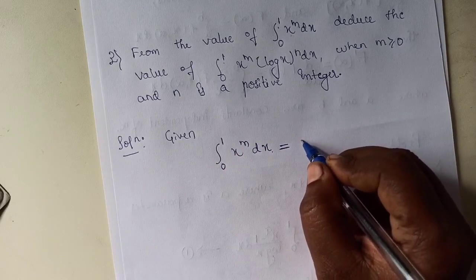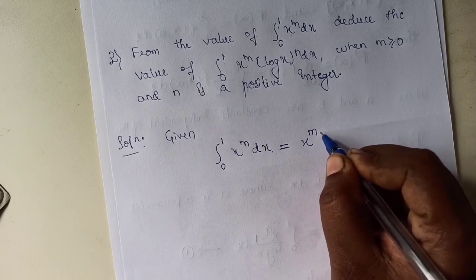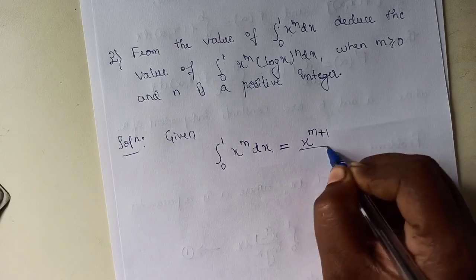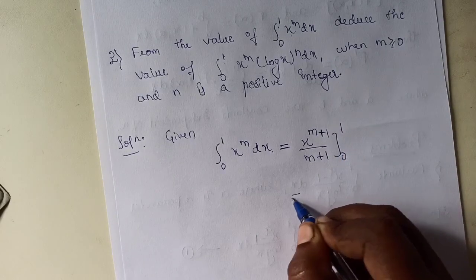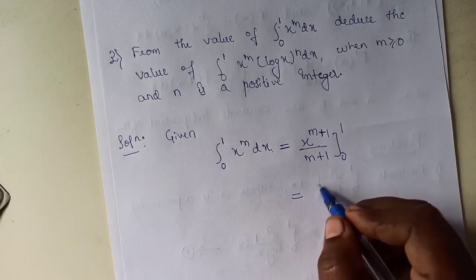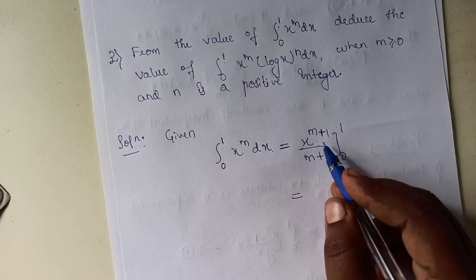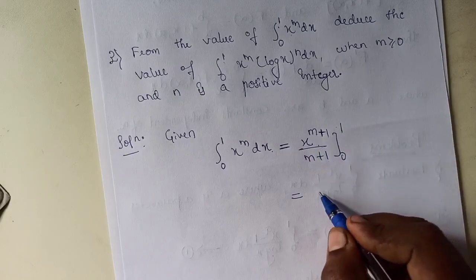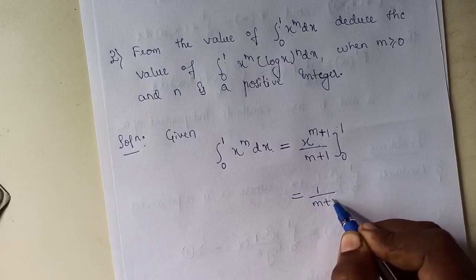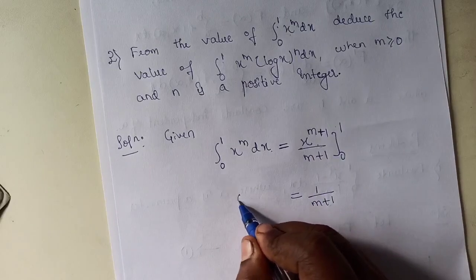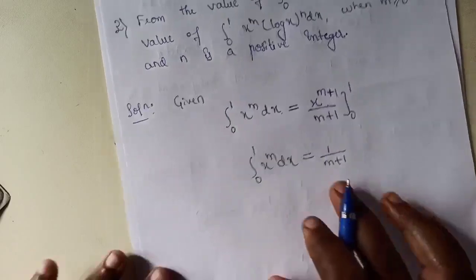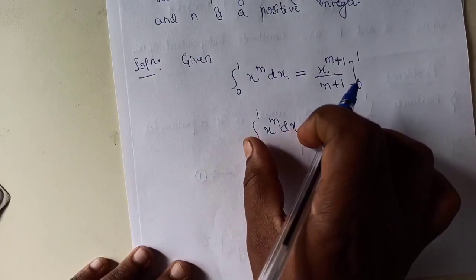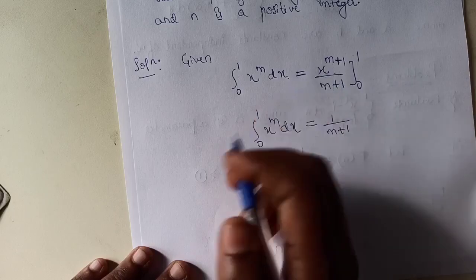x raised to m, integration is x raised to m plus 1 divided by m plus 1, from 0 to 1. Applying limits, 1 power m plus 1 is 1, divided by m plus 1, and the lower limit is 0. So therefore we get the integral 0 to 1 of x raised to m into dx. Now, this is the integral, we differentiate this one.